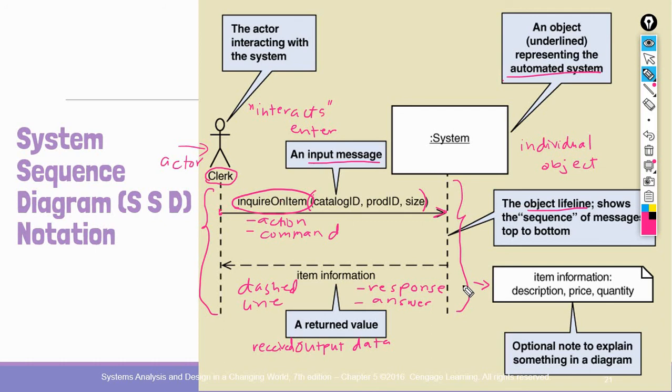A note can be added to any UML diagram to add explanations. The details of item information could also be documented in supporting narratives or even simply referenced by an attribute in the customer class.